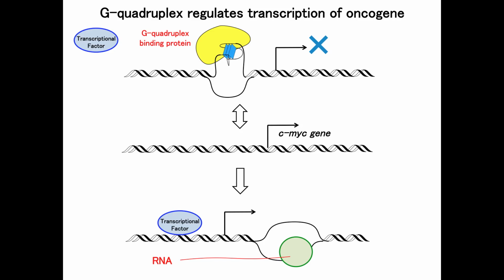On the other hand, not only the telomere but also the promoter has a G quadruplex. A G quadruplex binding protein binds to the G quadruplex, and if this protein can stabilize this structure, this structure inhibits transcription from this site. It means that the G quadruplex is very important to control transcription.